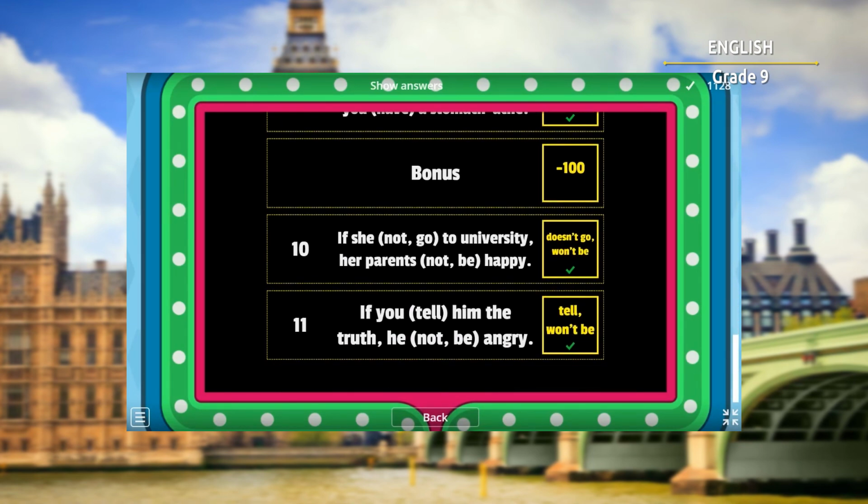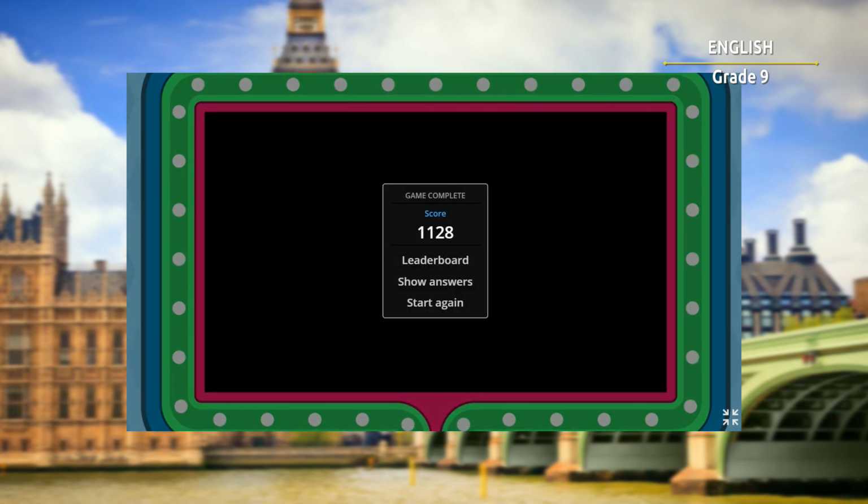Now look at sentence number 10. If she doesn't go to university, her parents won't be happy. Number 11. If you tell him the truth, he won't be angry. Thank you, students. You helped me to finish the game.